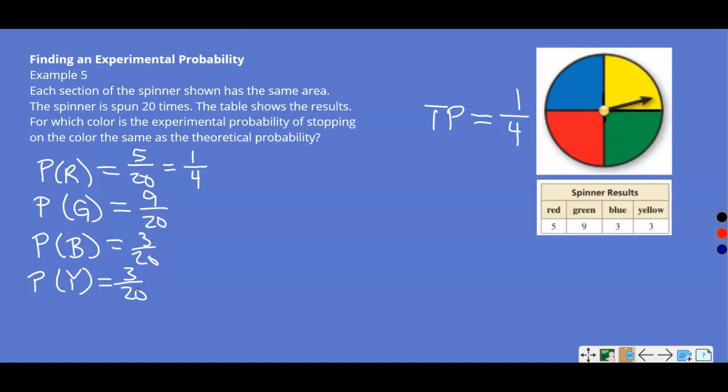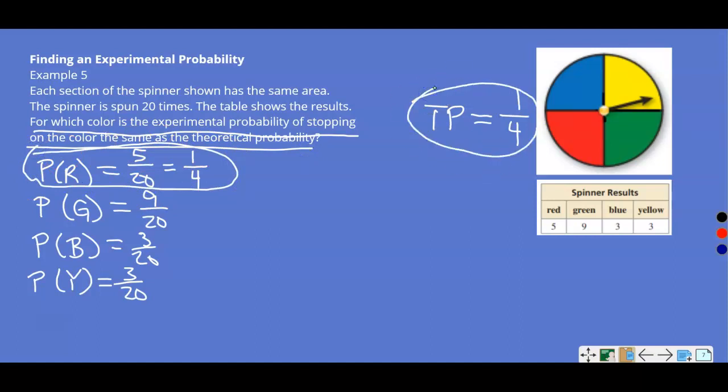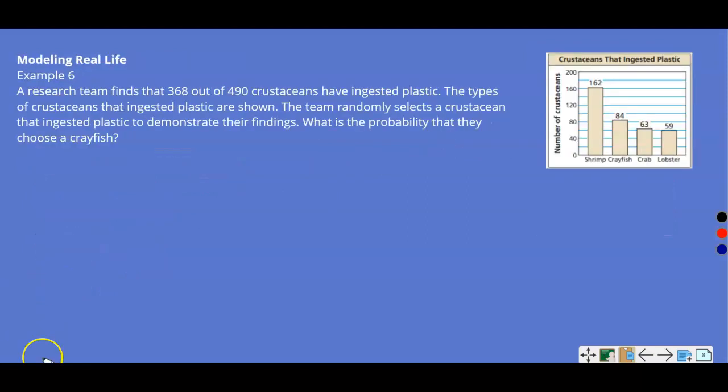The table shows the results for which color is the experimental probability of stopping on the color the same as the theoretical. So we can see the probability of landing on red is the same as the theoretical probability of 1/4. Example 6, modeling real life.